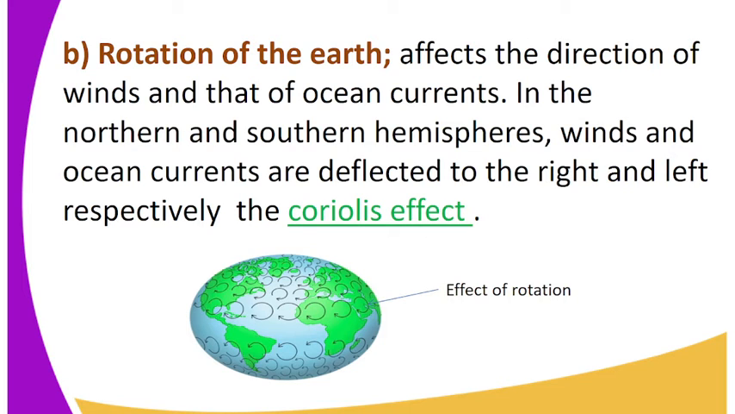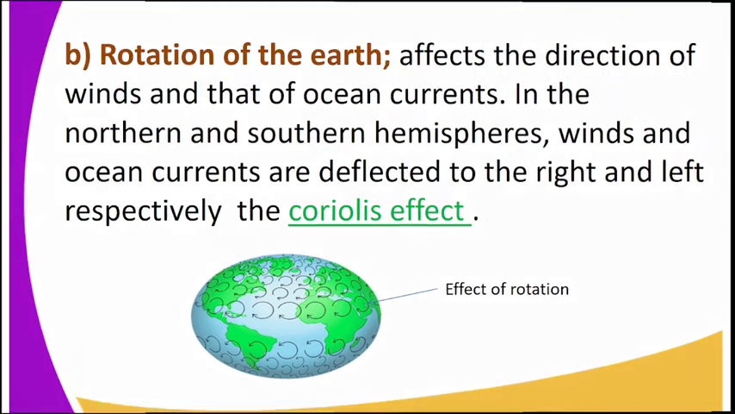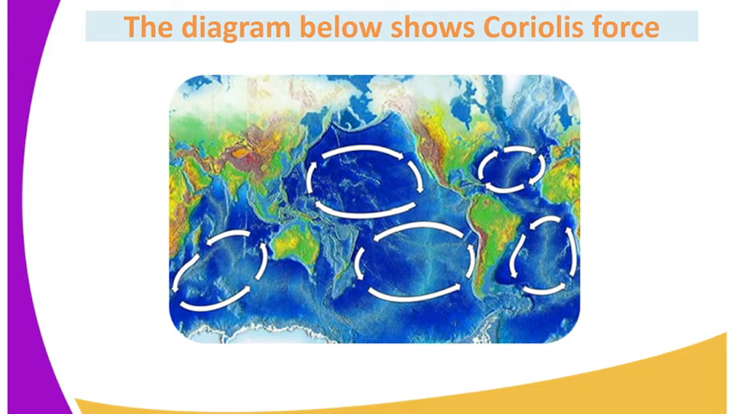Let's look at rotation of the earth. It affects the direction of wind and that of ocean currents. In the northern and southern hemispheres, winds and ocean currents are deflected to the right and left respectively by the Coriolis effect. We can see the Coriolis force.